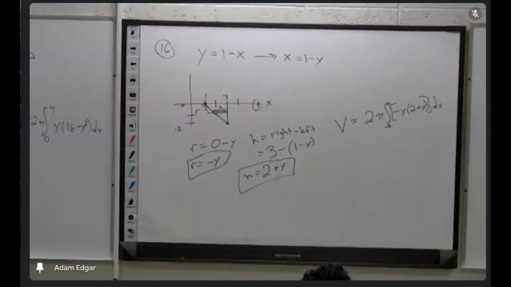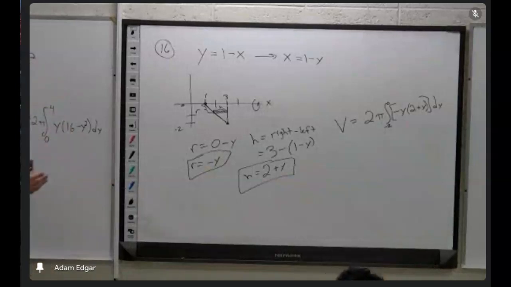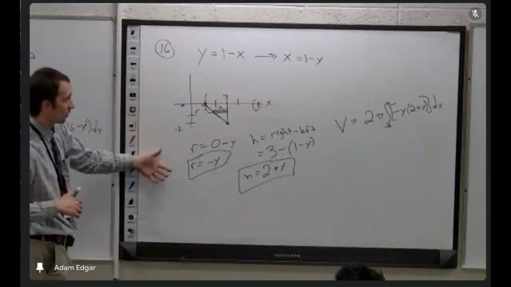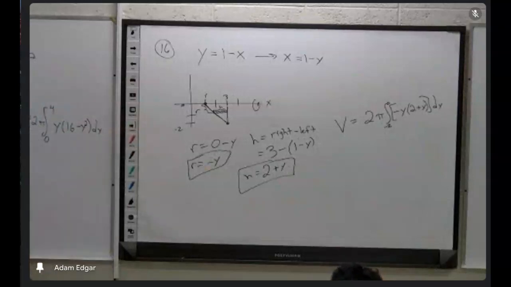For shells. For discs and washers, the opposite is true. So that's what can make things confusing: what method you use kind of dictates what variable you're going to be working in. So when you would be working in terms of y with shells, you'd be working in terms of x with discs.